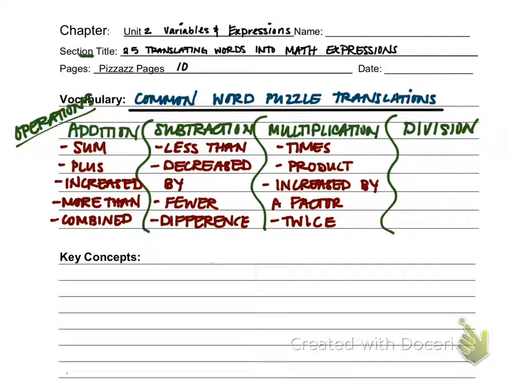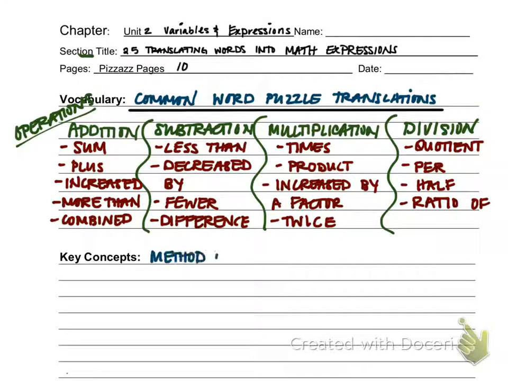Now let's take a look at division. Some words for division could be quotient, per, half, so if you're taking half of something, or the ratio of. If we were talking about the ratio of 2 items, we are essentially talking about division. And you might look at that more when we take a look at proportions. Again, these are making something smaller by dividing, and we have words like quotient, per, half, and ratio of.